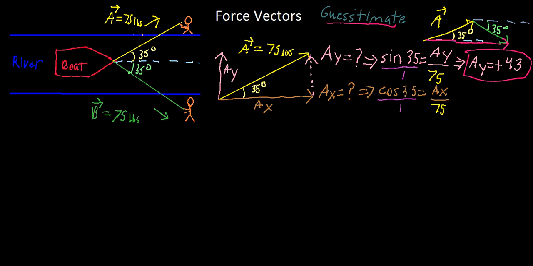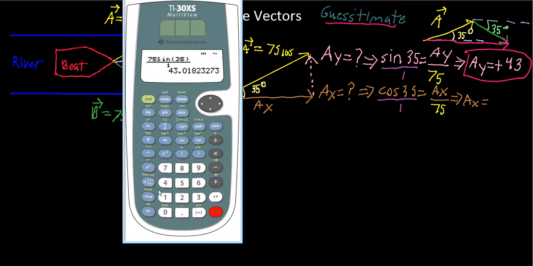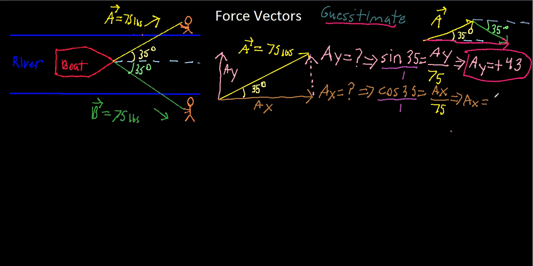So we can say A of x equals whatever that is when we type it in our calculator. So we pull up our handy dandy calculator and we say 75 times the cosine of 35, and I don't have to divide by 1 since I know that doesn't change it. And we get 61.4. And it's positive 61.4.